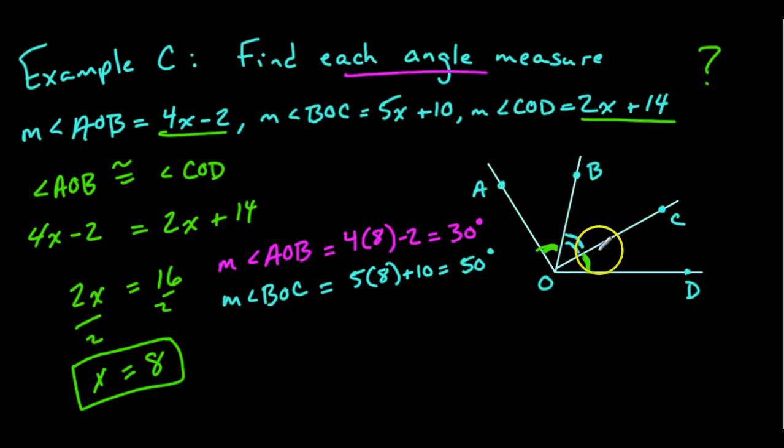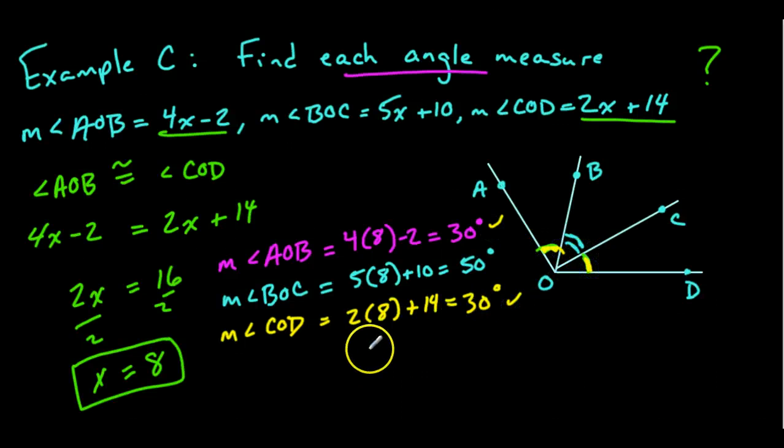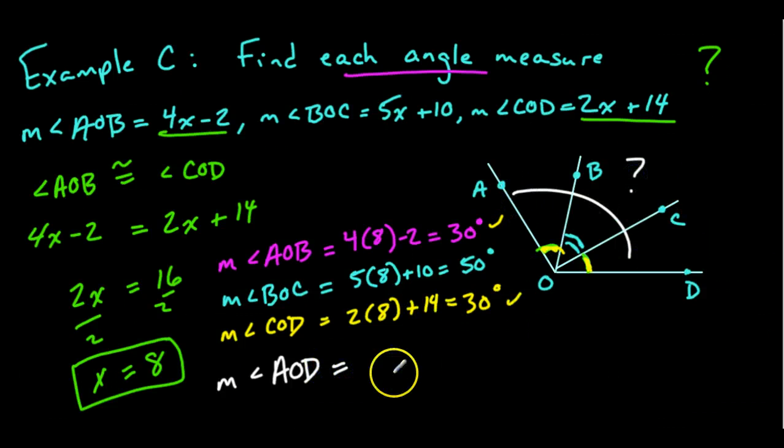Now COD. COD should be 30, right, because it's congruent, but we're going to test it anyways. COD is 2 times 8 plus 14, which equals 30. Oh, good. Now we know that our answers are correct because those two angles were congruent. And we have one last one. Can always talk about that big angle, guys. AOD, large angle. And that is just all the interior angles added up. So that's 30 plus 50 plus 30, all the inside ones, which is 110 degrees.